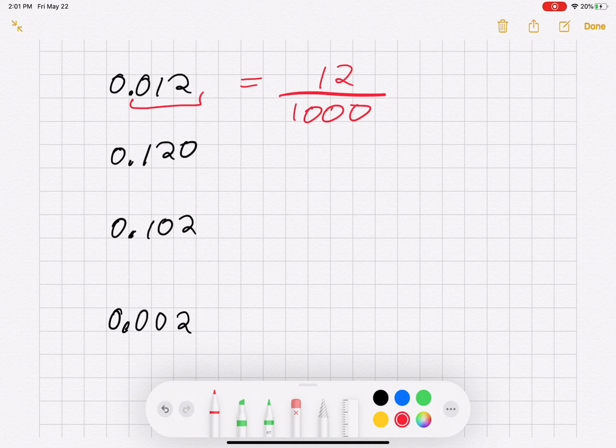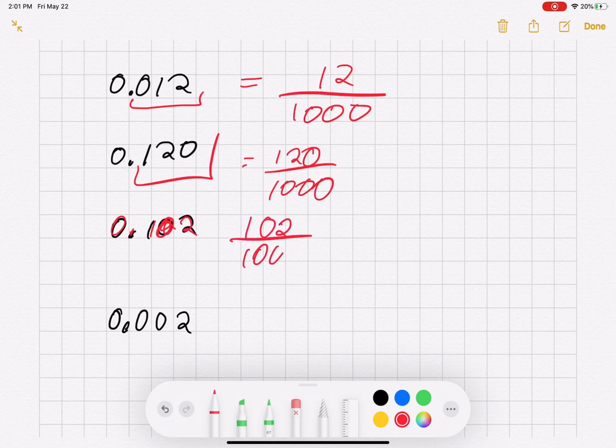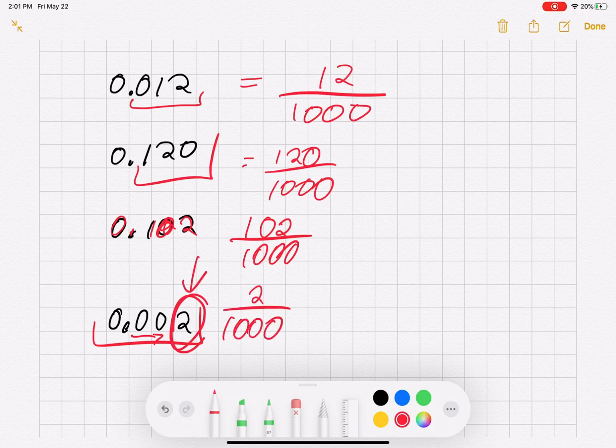If I have 120 thousandths, I could write 120 over 1,000. If I have 0.102, I could go 102 over 1,000. And then here, I don't need to put these numbers here, because I know if I write the 2 over top of 1,000 that it will hold that 3rd place.